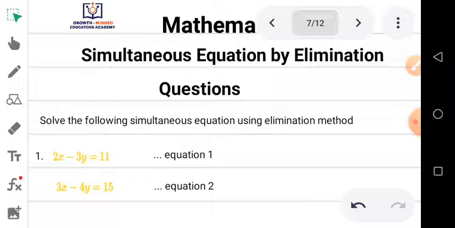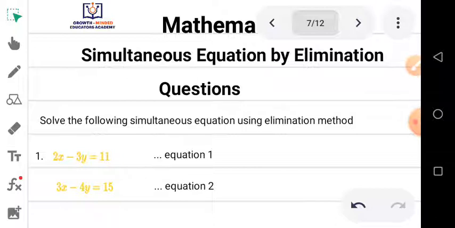Most of the times it looks as if we are just multiplying equation 1 by the coefficient of y in the second equation, and then multiplying equation 2 by the coefficient of y in equation 1. But it's not like that. What we're actually doing is finding the LCM of both coefficients. The LCM of 3 and 4 is 12. What are we going to multiply 3 by to give us 12? That gives us 4. The LCM of 3 and 4 is 12. What are we going to multiply 4 by to give us 12? That gives us 3.